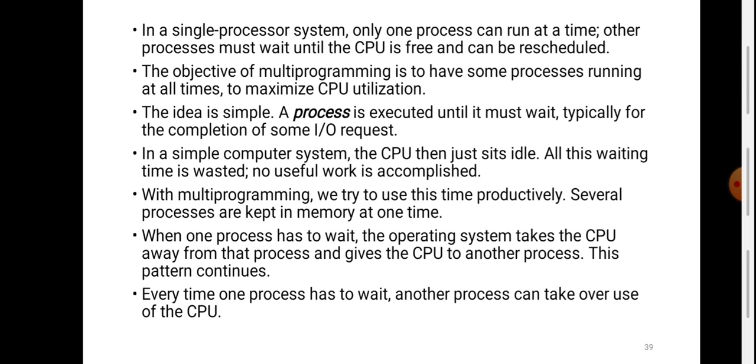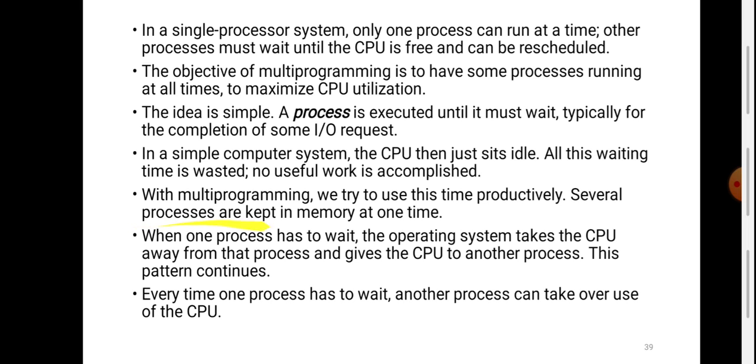In a simple computer the CPU simply sits idle even though other processes want to execute. But in a multi-programmed system, since it is running n number of processes, if one process starts to wait for input output devices, another process can execute in the processor or CPU. So with multi-programming we try to use this time productively. We should not waste the time waiting for input output devices.